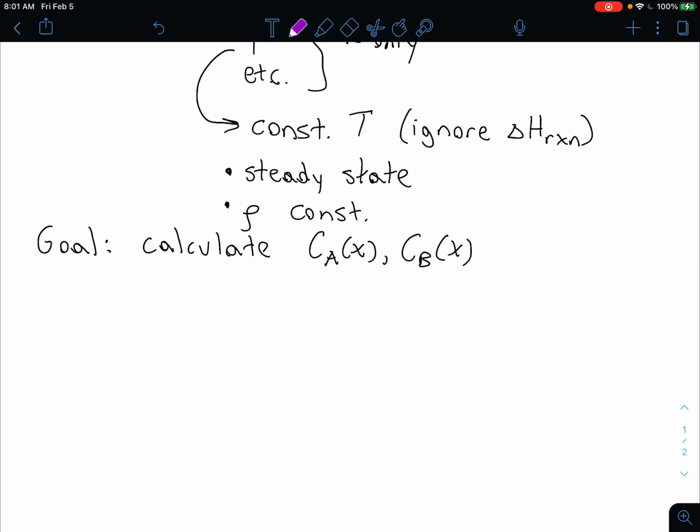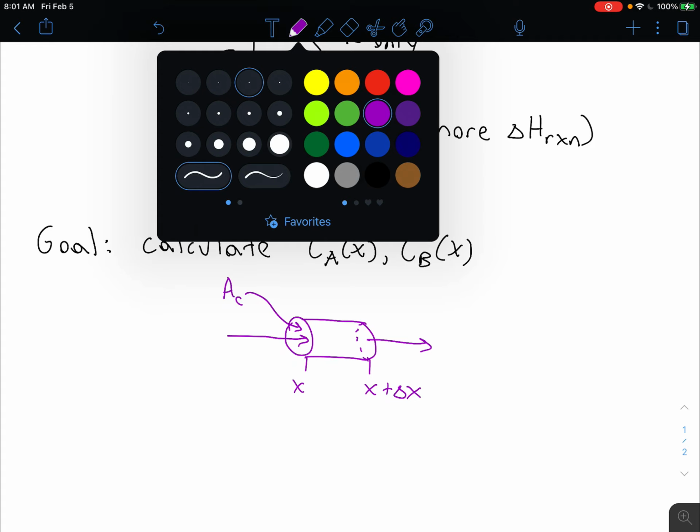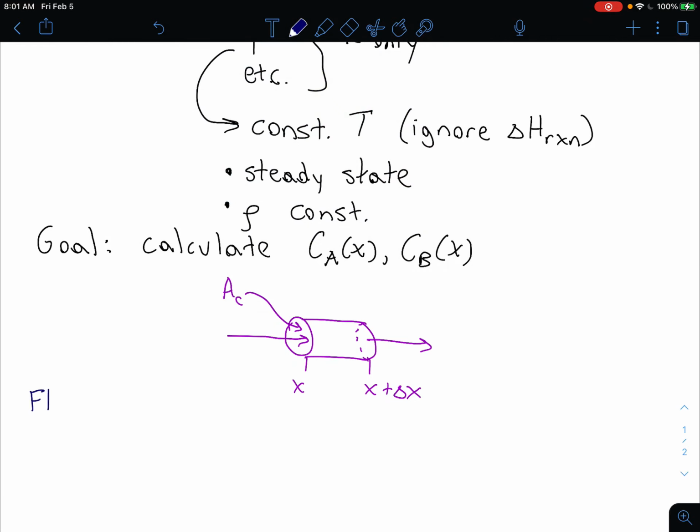So let's draw our control volume. It looks like a cylinder. We have fluid flowing in. We have a constant cross-sectional area A sub C, which would be pi r squared. And we have fluid flowing out. This control volume starts at x and ends at x plus delta x. So let's start by doing a balance on fluid. The balance on fluid is not very interesting because density is not changing, but it's a good place to get started.